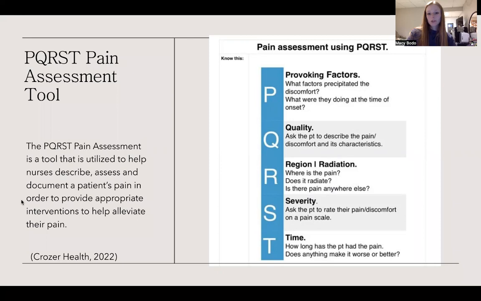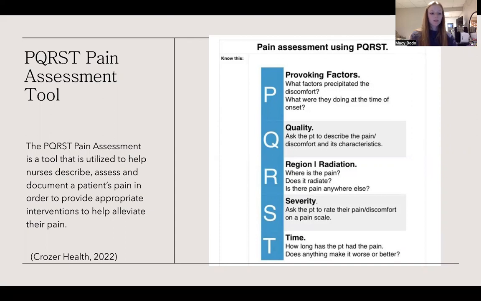Next is R, which is region and radiation. So where is the pain and does it radiate anywhere? Next is S, severity, and this is where you would ask the patient to rate their pain on a pain scale. And then T is for time. So how long has the patient had the pain, and does anything make it worse or better?